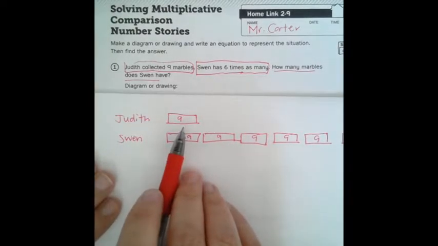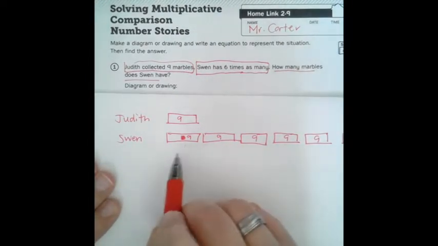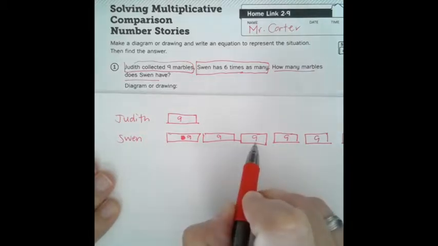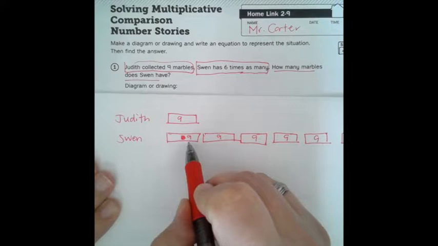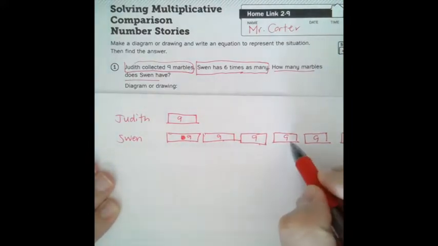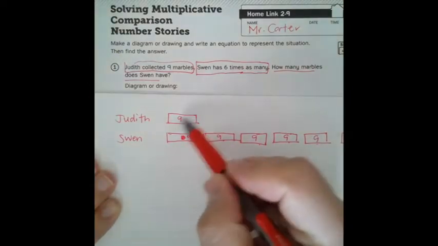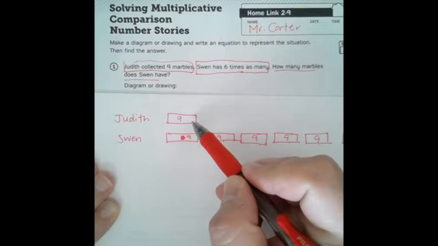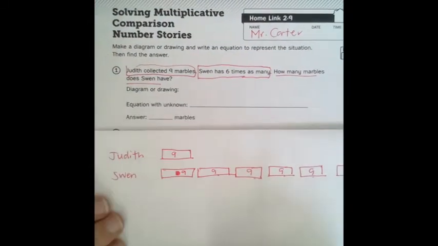So I have Judith here with 9 marbles, and it's just a box that I put a 9 in. And I know that Swen has 6 times as many as Judith. So I wrote here 6 times 9, because look, 1 box of 9, 2 boxes, 3 boxes, 4, 5, and 6 boxes. So that would be 6 times as what Judith collected, because she only collected 9. So 6 times 9 would be our answer. So that would be our equation.